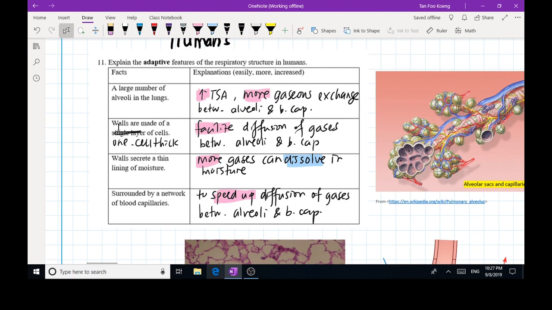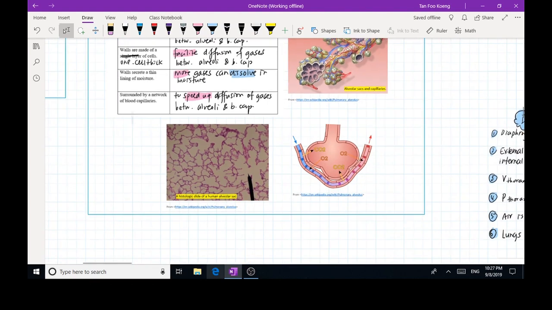Don't say thin or anything else, we say it's one cell thick to facilitate the diffusion of gases. Then number three, it must be moist so that more gases can dissolve in the moisture. Then number four, surrounded by blood capillaries, again, to speed up the diffusion of gases, to transport the gases quickly away or to the alveoli.